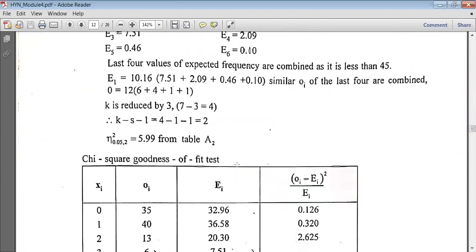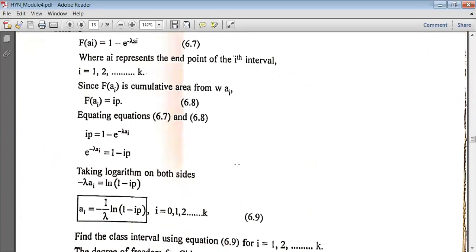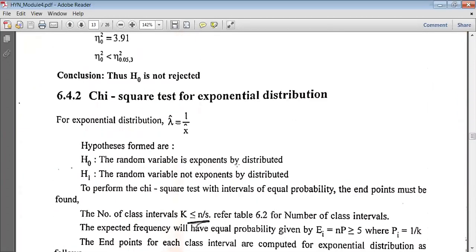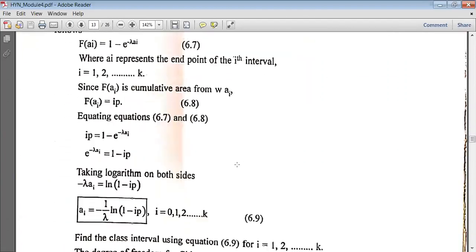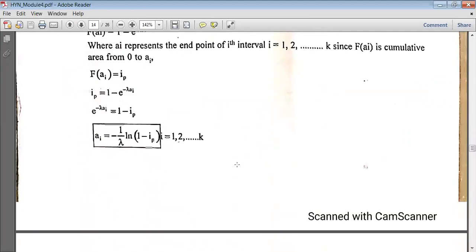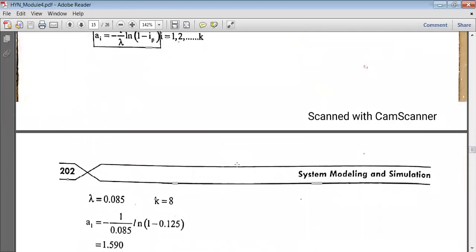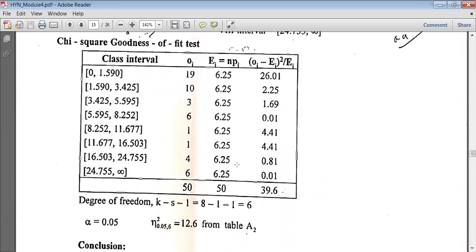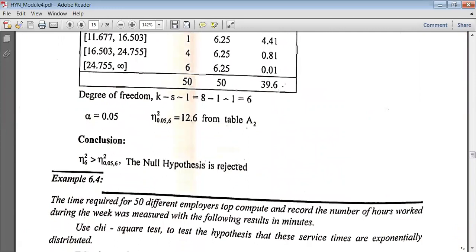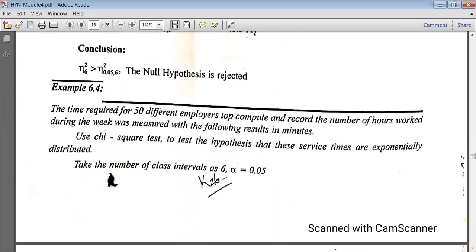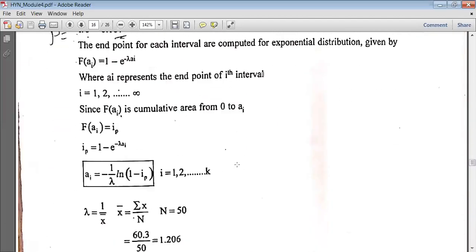Next we had the goodness of fit test for the exponential distribution. The chi-square test is used here as well, with the formula for the exponential distribution: find ai, which is minus 1 by lambda ln of 1 minus pi. The same thing is used to calculate the class intervals, and finally we compare with the critical value alpha. The same way we solve this problem.